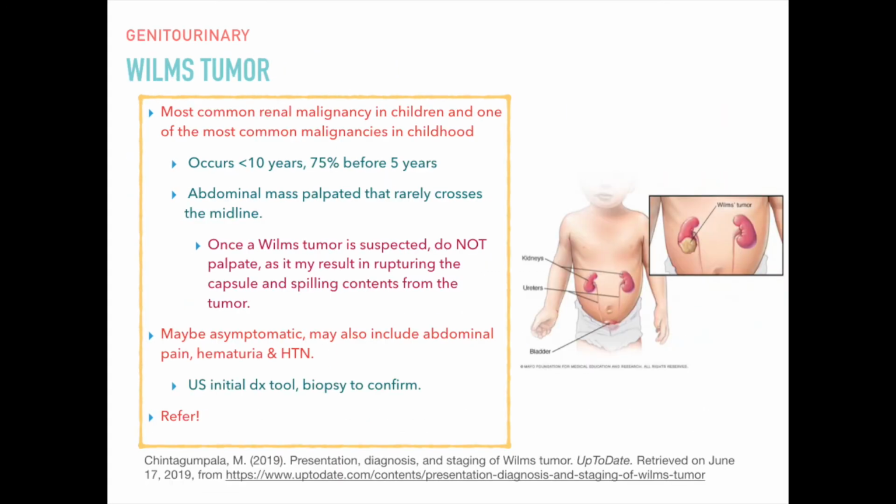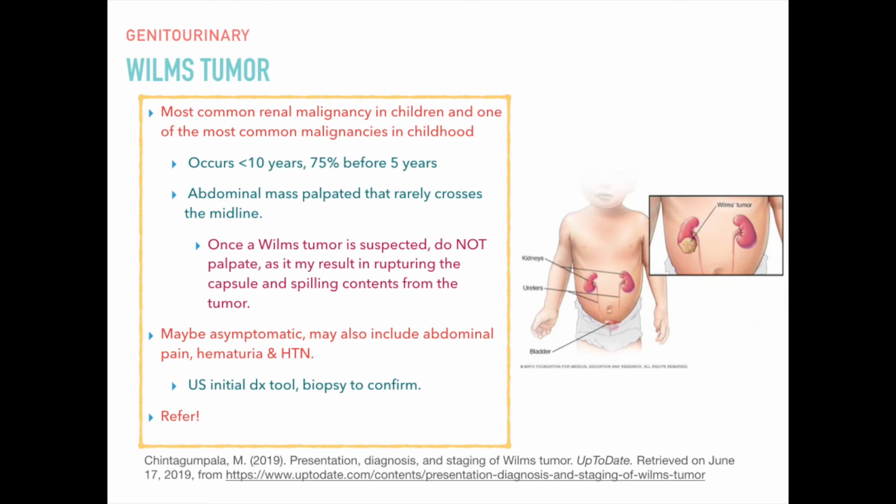A Wilms tumor is the most common renal malignancy in children, and it's one of the most common malignancies in all of childhood. It occurs before 10 years of age, but 3/4 of those cases occur before 5 years old. So an abdominal mass can be palpated, but it rarely crosses the midline.